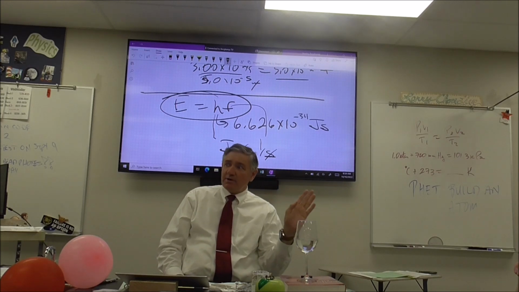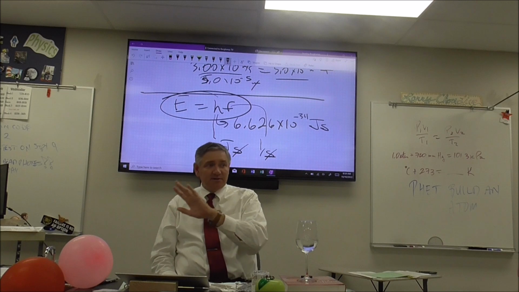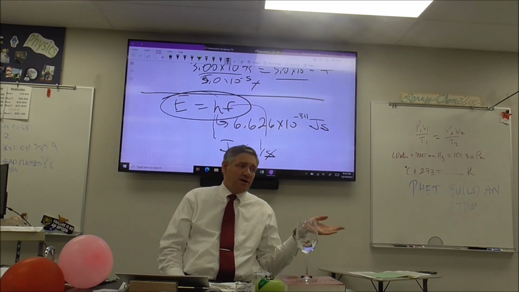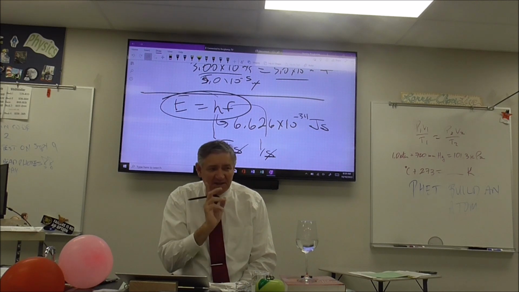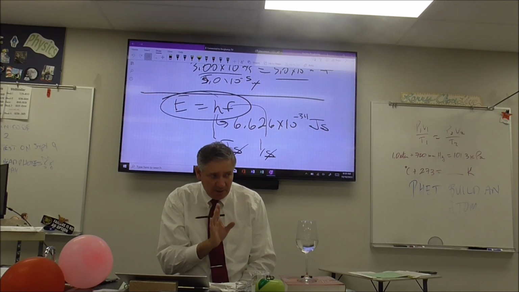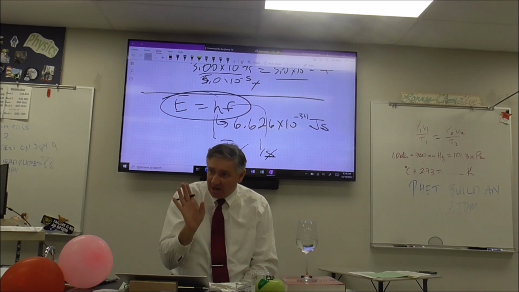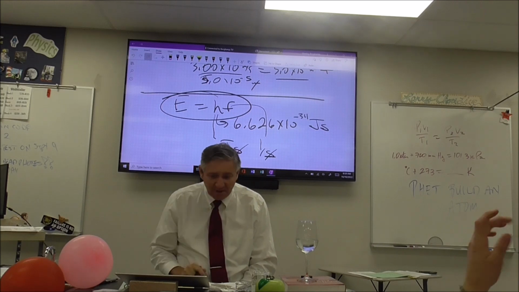It might be a microwave, it might be a radio wave, it might be red light, it might be green light. Okay? This is the energy in a single photon. It's typically a very, very small number. Okay? Because you're talking about the energy in a single bundle of light.